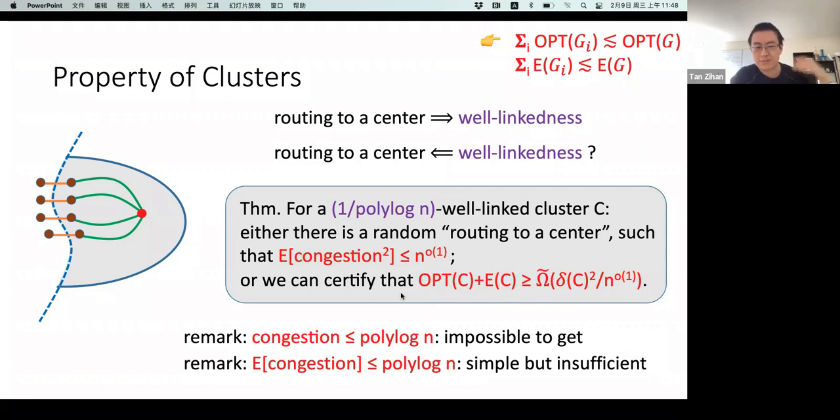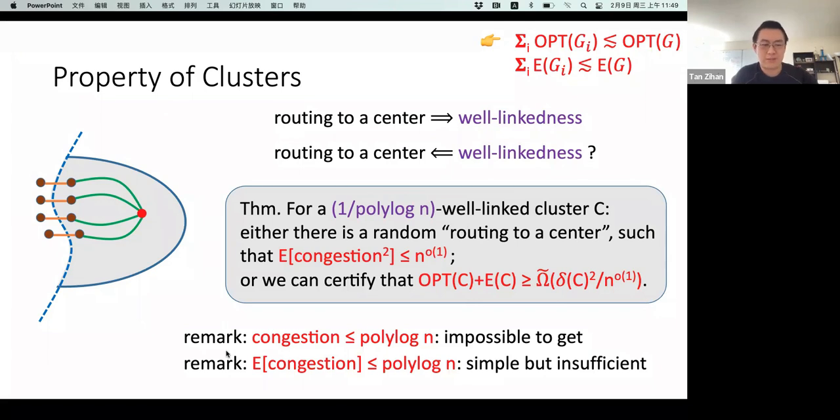So either this criterion about the trouble created by this cluster holds, or we can find a random routing to a center. So the other direction is almost true, except that sometimes we will end up in this case. But since we are doing the crossing number problem, it is also a good thing for us because we can just extract this cluster out and recurse on its own. So in this problem, we can show they are indeed equivalent, since this is still a good thing to say about the cluster.